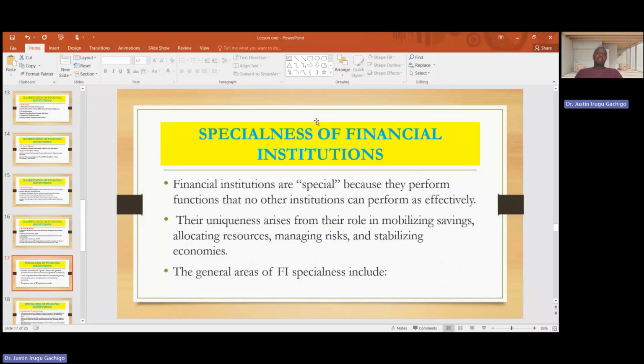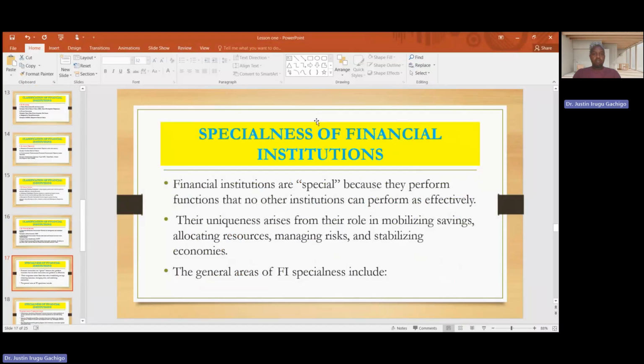Then let us look at the concept of specialness of financial institutions. Why are financial institutions regarded as special institutions? Financial institutions are special because they perform functions that no other institution can perform as effectively. Their uniqueness arises from their role in mobilizing saving, allocating resources, managing risk, and stabilizing the economy.